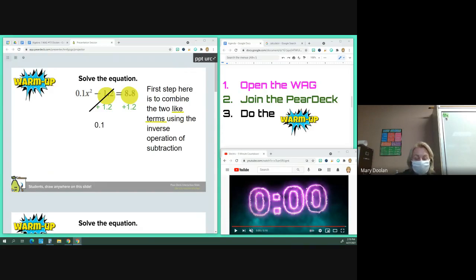We have 1/10 x squared, and I did figure out how to add an exponent finally on my laptop. It only took me forever, but I figured out a way.